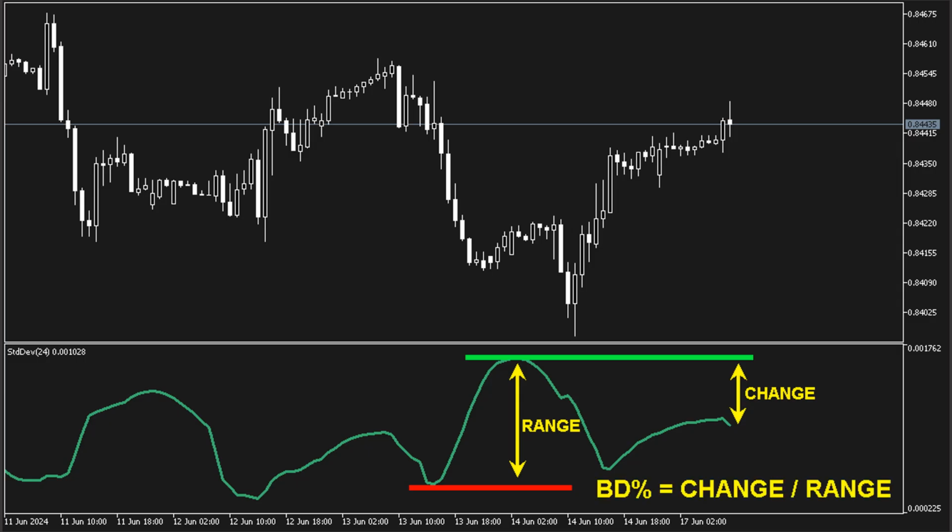All that remains to be done is to divide the change number by the range number, and we will arrive at the percentage of the standard deviation within the range of the past days.